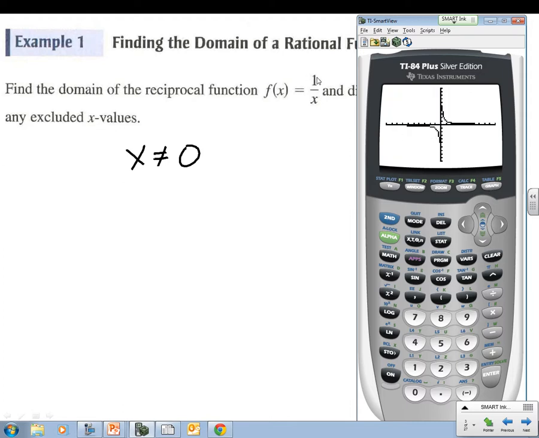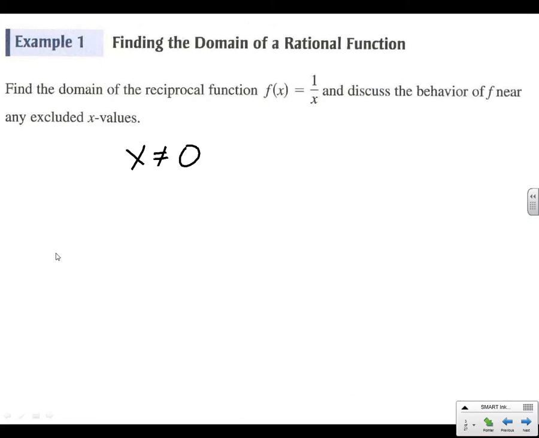If I graph 1 over x, I get this. Right? We're going down here and here. So just kind of a quick sketch of what we saw in the graphing calculator. We're looking like this. And we've seen these graphs before. This is the parent function 1 over x. All right? So what's happening as we're getting close to x equals 0?